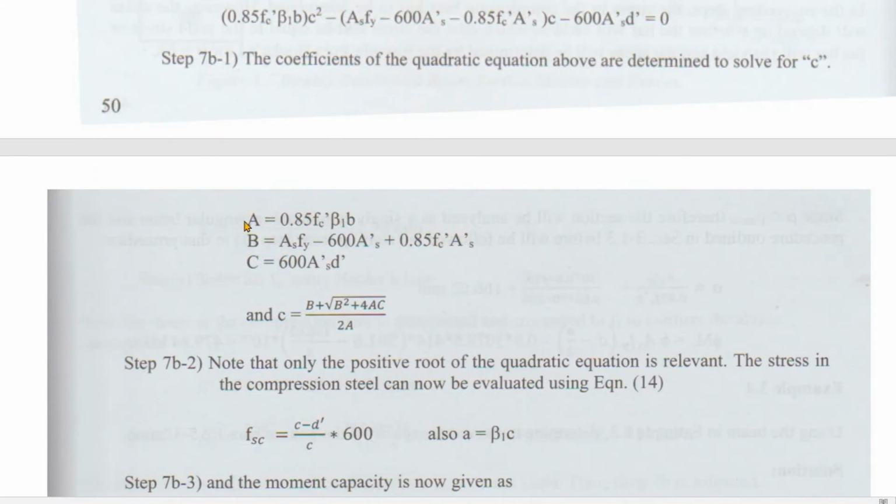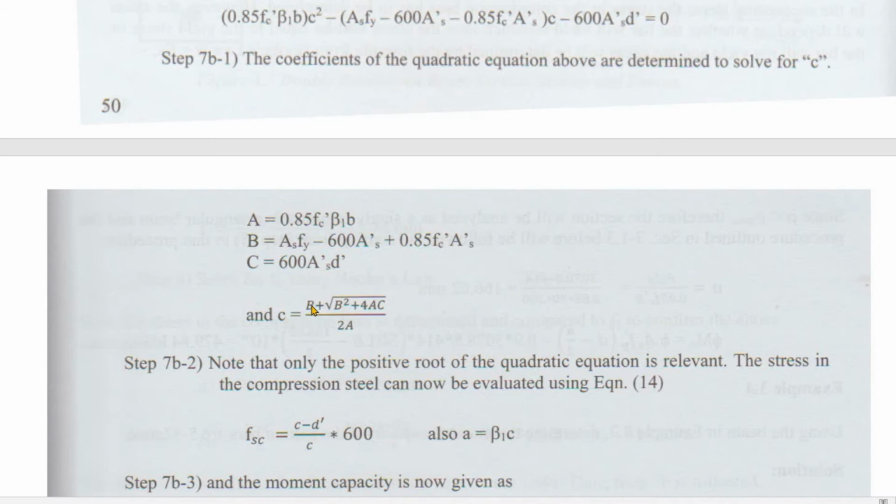So, ito yan. Ito yung quadratic equation. Meron tayong capital A, capital B, capital C. Tapos, ito na yung quadratic equation to solve for small c. Okay, this is equal to negative B plus the square root of the quantity B square plus 4AC all over 2A. Okay, so ito yung general equation ng quadratic.